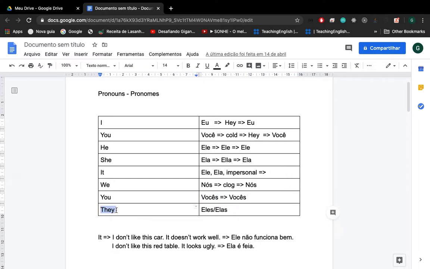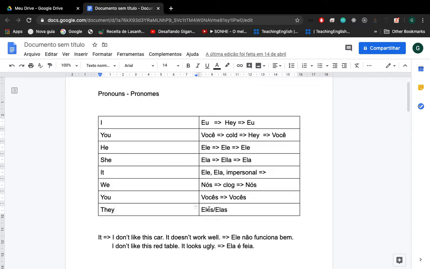And finally, we have the pronoun they. You can use it to refer to two or more people of the male gender, or two or more people of the female gender, or both genders. For example, if it's a man and a woman, you can refer to them as they as well. In Portuguese, as we have gender, we need to make this distinction.